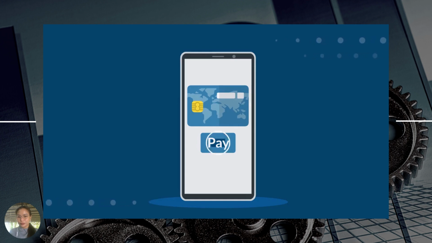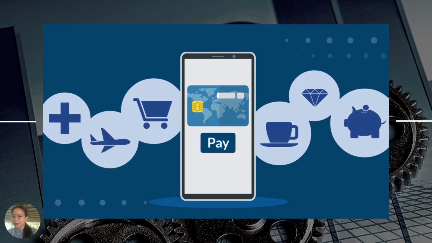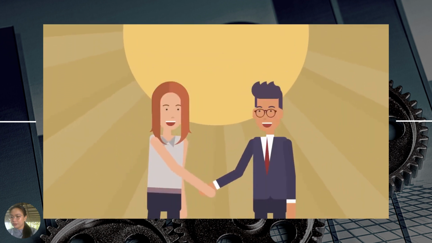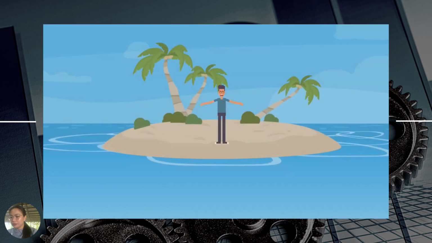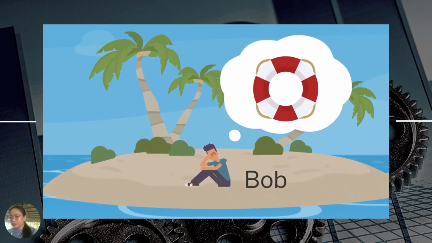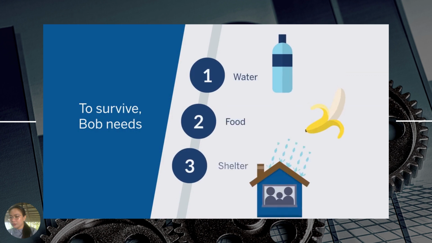It's about the choices and actions we make as individuals. It's about our individual wants, needs, and abilities. And it's about how we interact with others to benefit each other and build the society around us. Imagine, for example, if a single person were stranded on a deserted island. For this person, let's call him Bob, the top priority is obvious: survival. He needs water, food, and shelter.